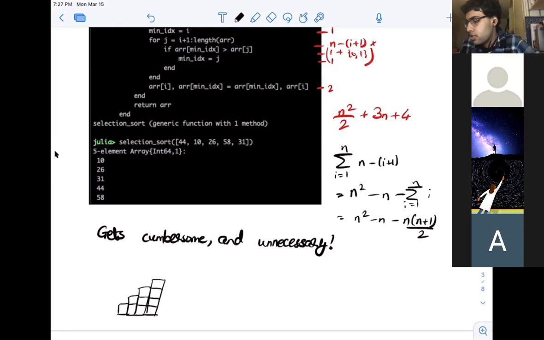And so in order of magnitude, that's just like n squared over 2. So I'm doing n squared minus n squared over 2. So I can say that's approximately n squared over 2, which in big O is n squared.